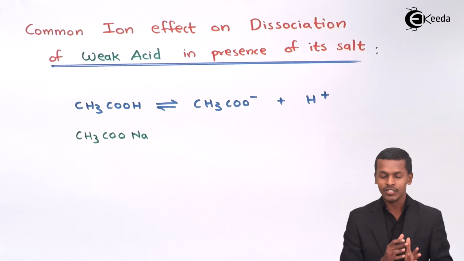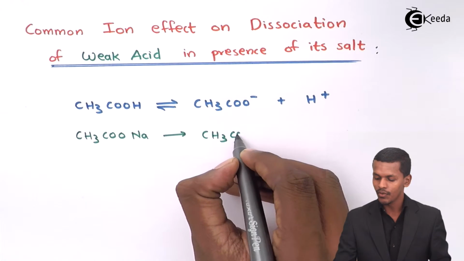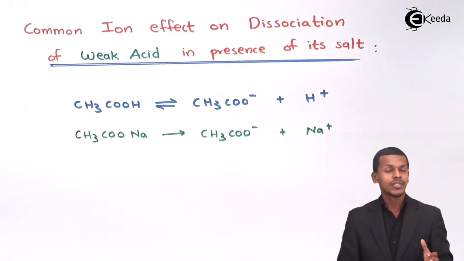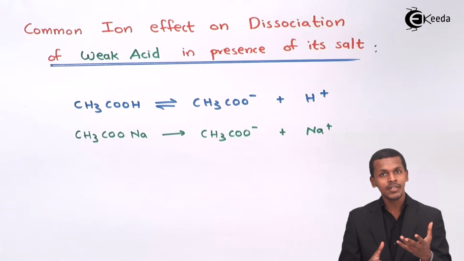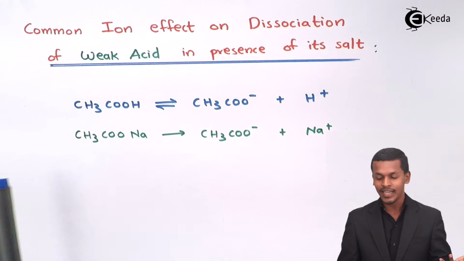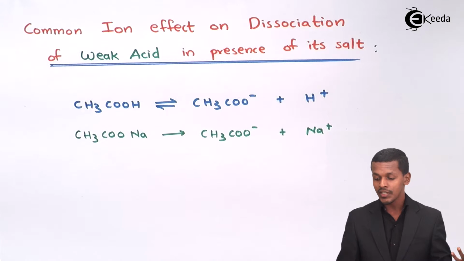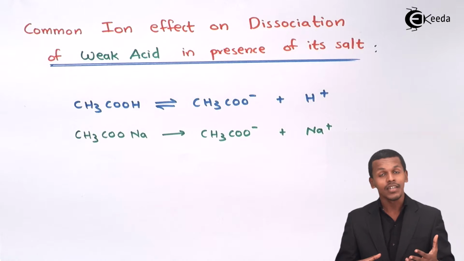Since it is a salt of the weak acid, it will dissociate completely, so we get CH3COO minus, that is the acetate ion, along with Na plus. So this is what we have got. Comparatively, the acetic acid dissociates only to a particular extent to form the acetate ion along with the H plus ion. But in that solution, if we add sodium acetate, we can see that the concentration of the acetate ion goes on increasing, and that's the reason that on the product side also, the concentration of the acetate ion goes on increasing.